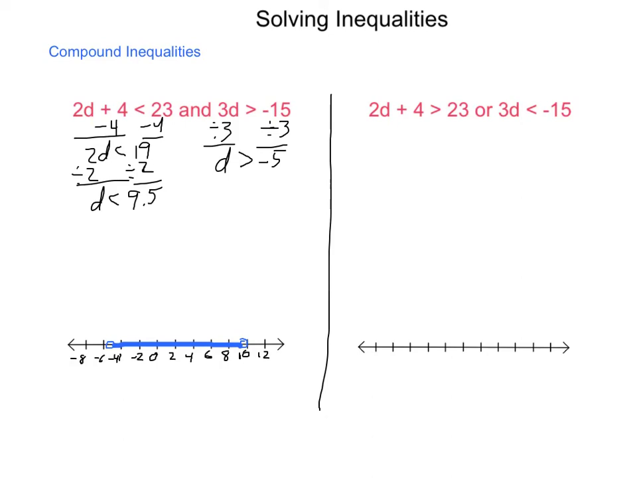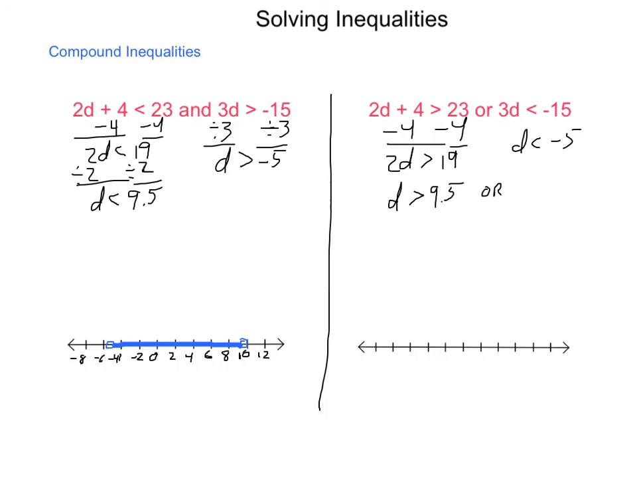Now let's try that same inequality using or. So I'm going to subtract 4. All my work is going to come out the same as I do this. So in the end I have d is greater than 9.5. Then solving the other side, I'll divide by 3 and I get d is less than negative 5. So same items, but this time I'm saying or, and my inequality symbols are going in the opposite directions.